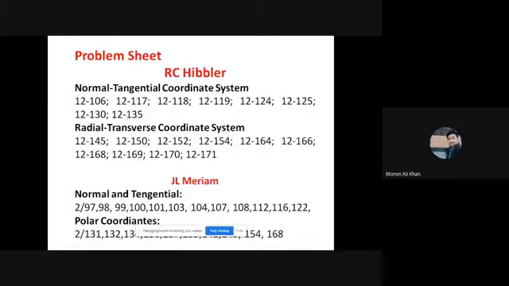Okay. Now, if you look at the problem sheet, it has problems from your R.C. Hibbeler book and from your J.L. Meriam book. So these are the problems for NT. This one is for the RT coordinate system. Okay. RT means radial transverse coordinate system. And again, in J.L. Meriam books, you have these problems. So I hope these are relevant problems. If you find any other relevant problem, please go through it.